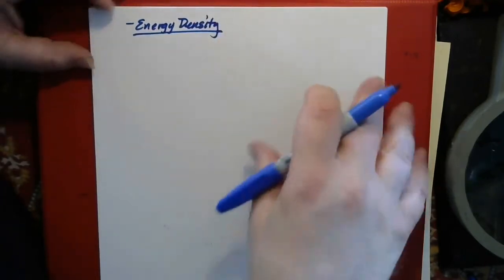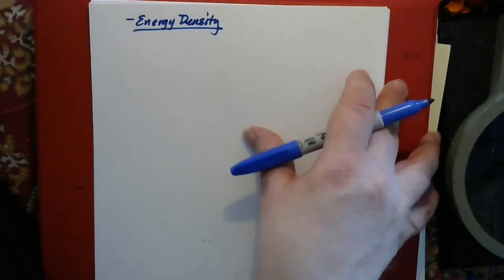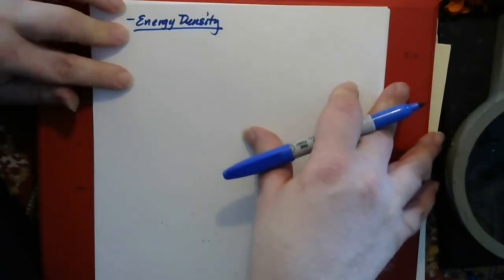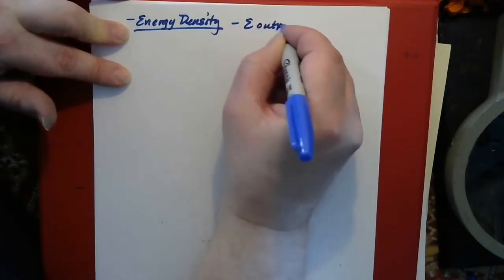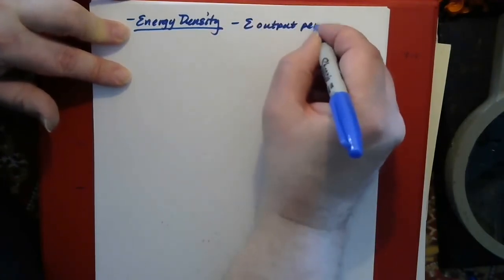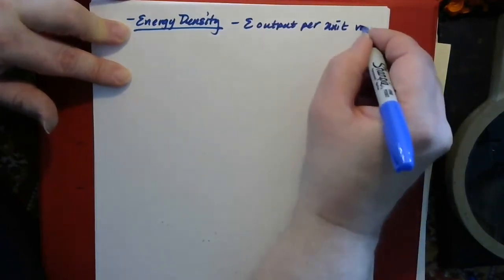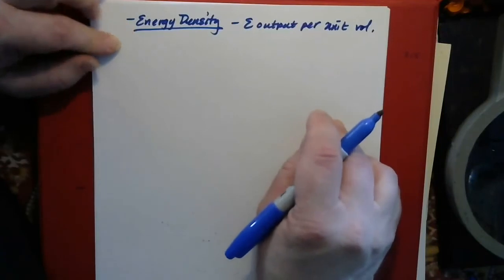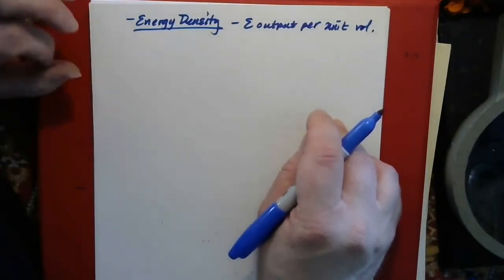there are a couple of different ways of measuring efficiency of different types of energies or power production. And one way would be energy density. So energy density would be energy output of the fuel per unit of volume.